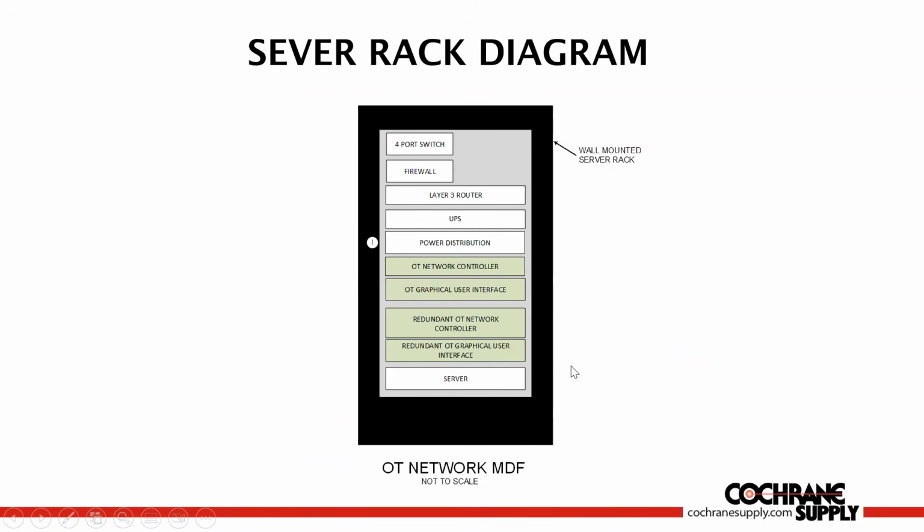Here's an up close look at that OT network MDF, we like to call it. And here you've got 1, 2, 3, 4, 5, 6, 7, 8, 9, 10. You have 10 components there. I would show this on my systems integration drawing if I'm an engineer, because it lets the contractor know that this is all the hardware that's going to be installed in this cabinet.